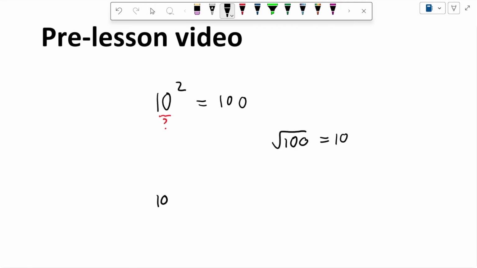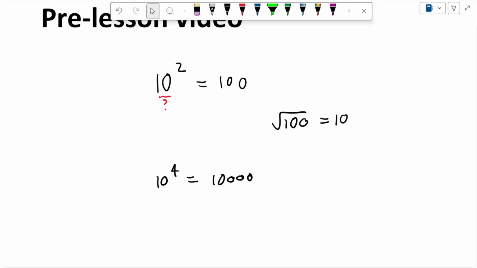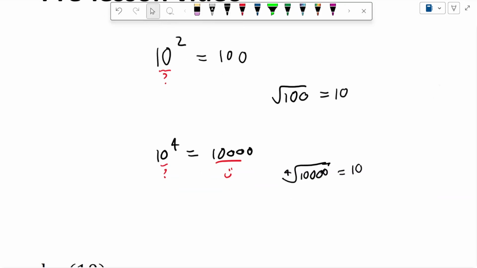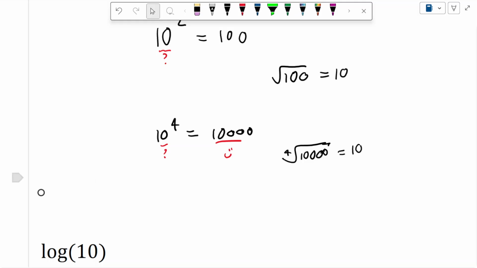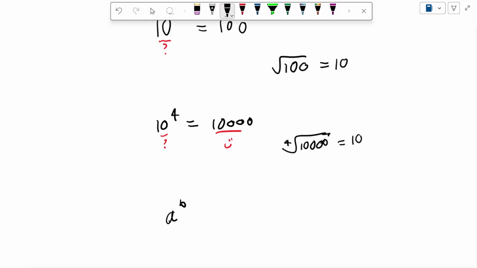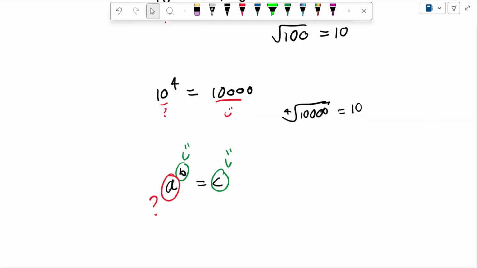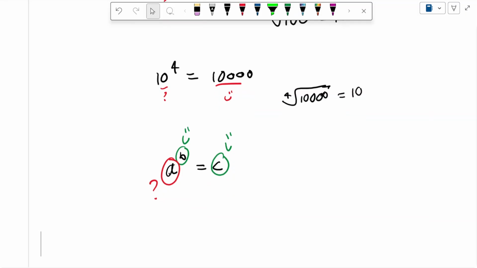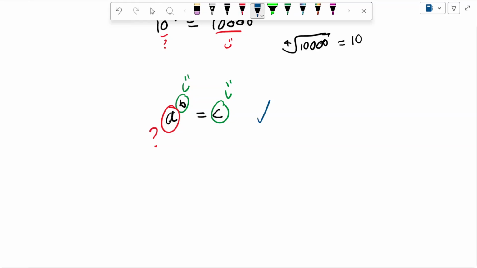If we have something like 10 to the power of 4, it's one with 4 zeros on it, and you had this number and you were wondering what this number was, you could essentially do the fourth root of 10,000 to get 10. Now, that's all well and good if we're trying to solve an equation like this: a to the power of b equals c. And we have both of these things, and we're wondering what this mystery number is. We just use roots to do that.